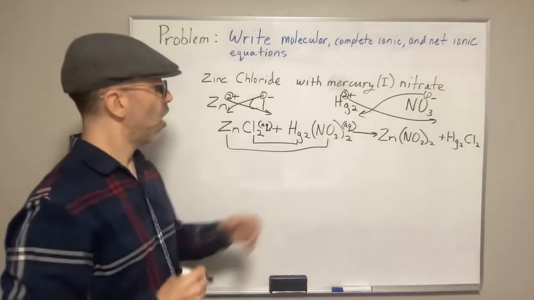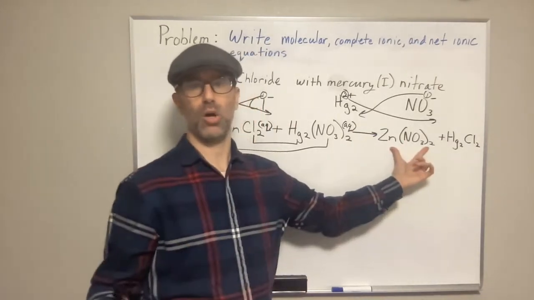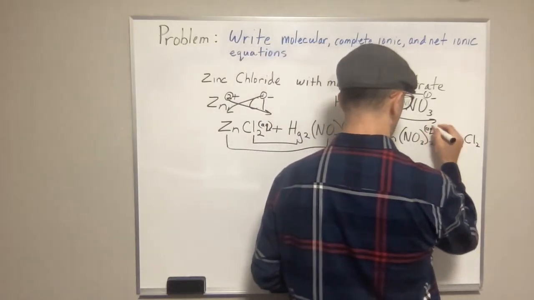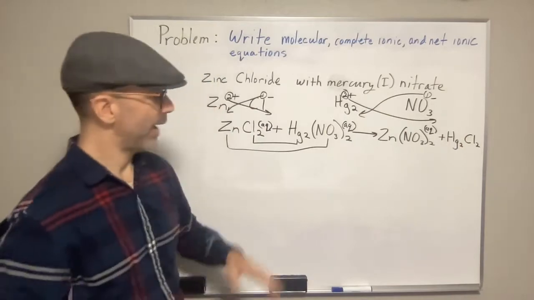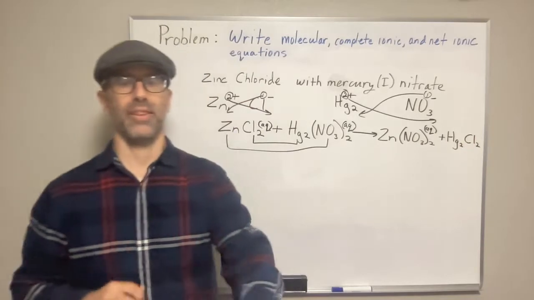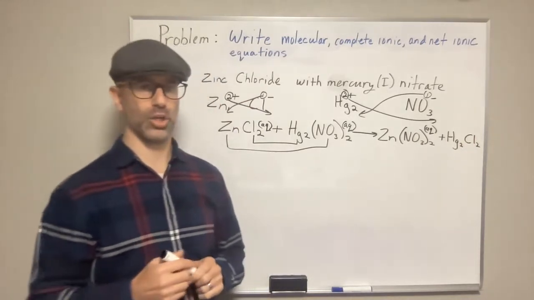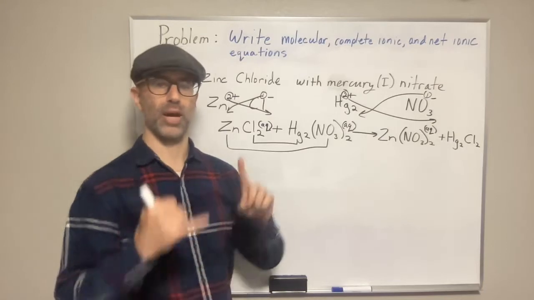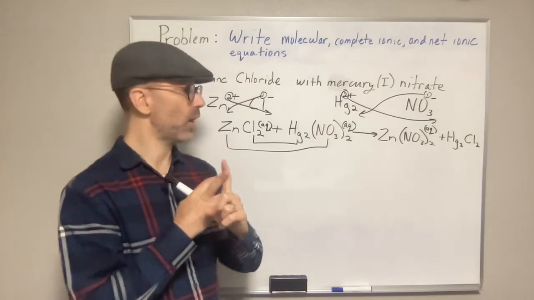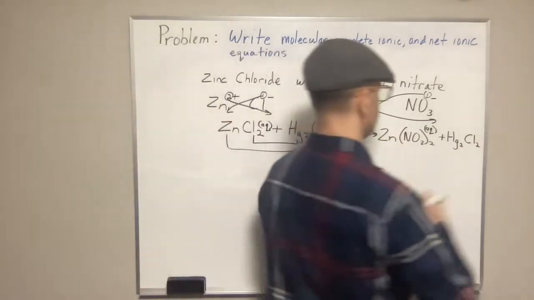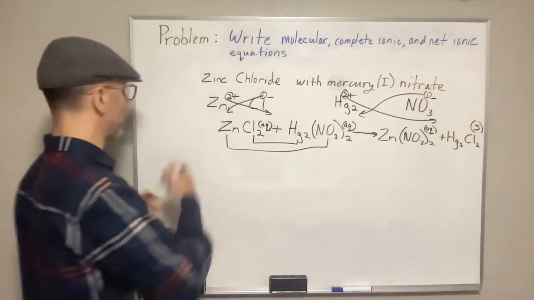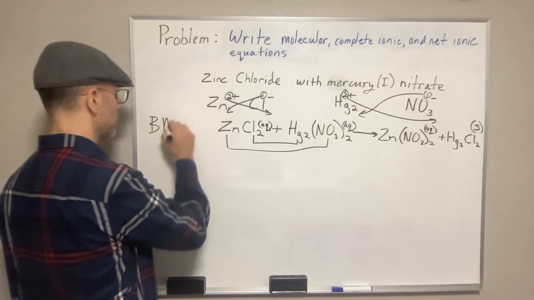So far so good. Okay, what about zinc nitrate? We just read that all nitrates are aqueous, so this is going to be aqueous. All nitrates are soluble. And what about this chloride, this mercury 1 chloride? We just read that all chlorides are soluble unless it's paired with silver, lead 2 ion, or the mercury 1 ion. And here we have the mercury 1 ion. So this is a solid. It is insoluble. So there is our balanced molecular equation.